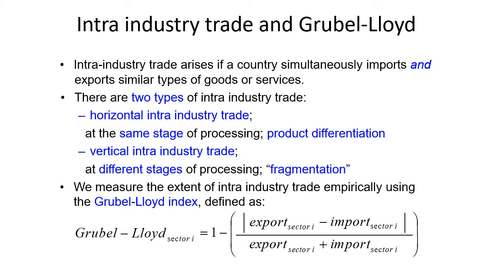If we define intra-industry trade, it is when we're looking at the simultaneous imports and exports of similar types of goods or services for a country. This is going to occur in two forms. Firstly, horizontal intra-industry trade, or it can occur in the form of vertical intra-industry trade. In terms of horizontal, we're looking at the same stages of processing. So the quality is kept the same, but there is some product differentiation.